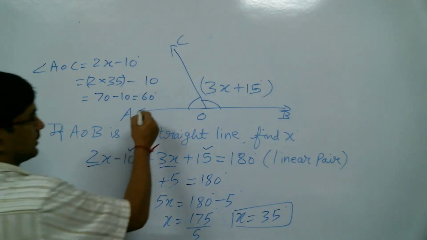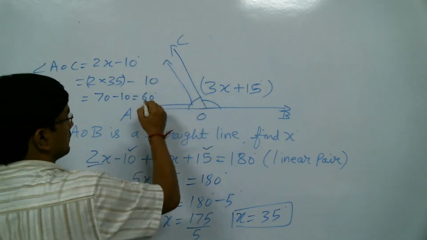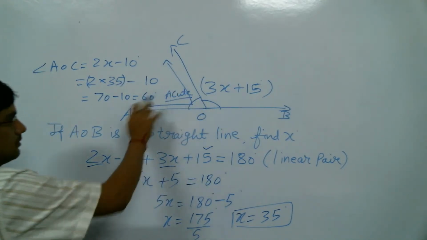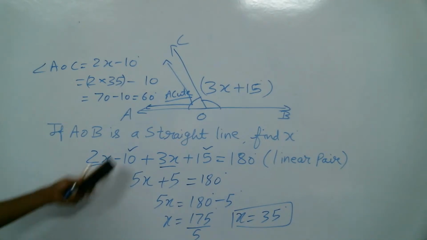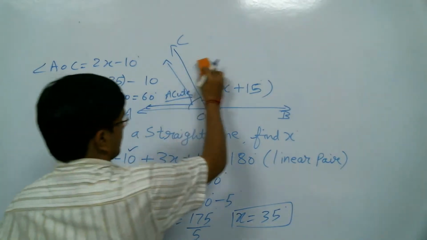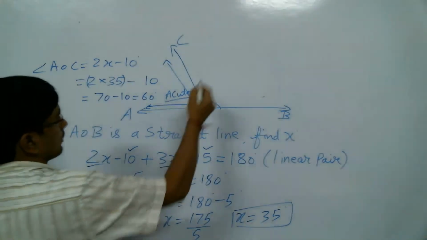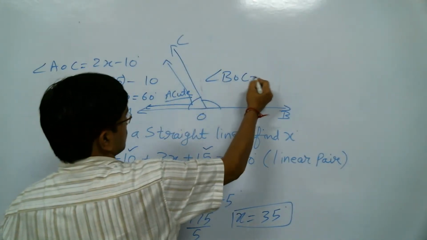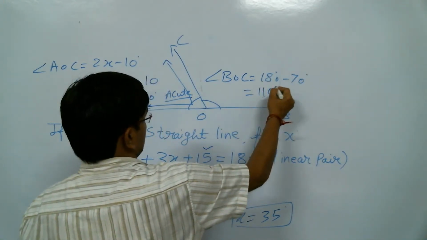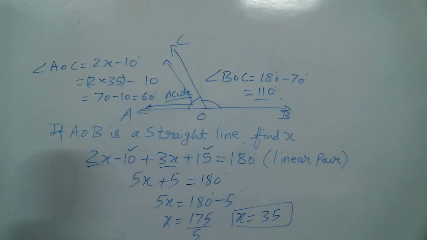And you can see here it's an acute angle. How is it? It is acute, less than 90, so it's a 60 degree angle here. And the angle BOC will obviously be how much? 180 minus 70 is 110. Directly you can find. So in this way we have found both the angles.